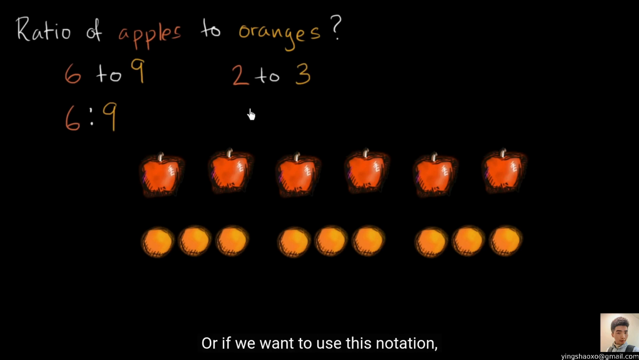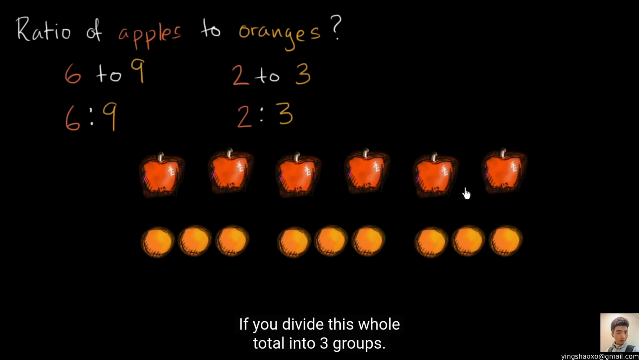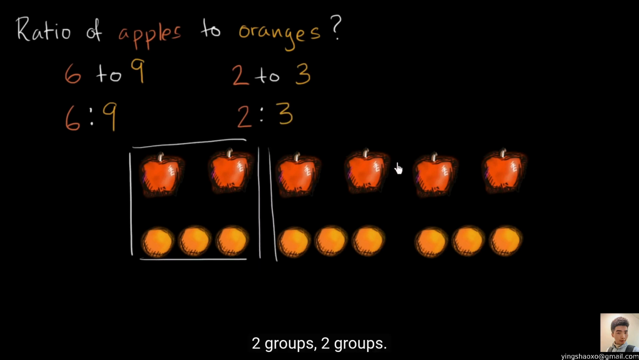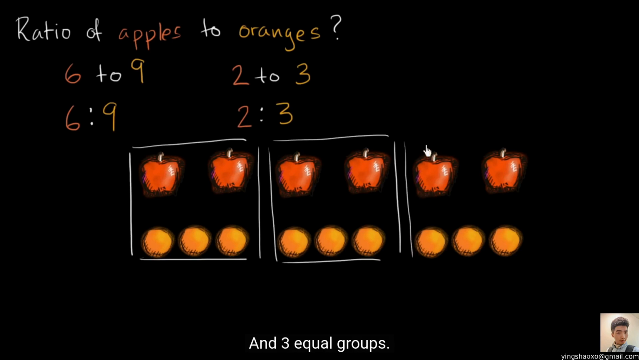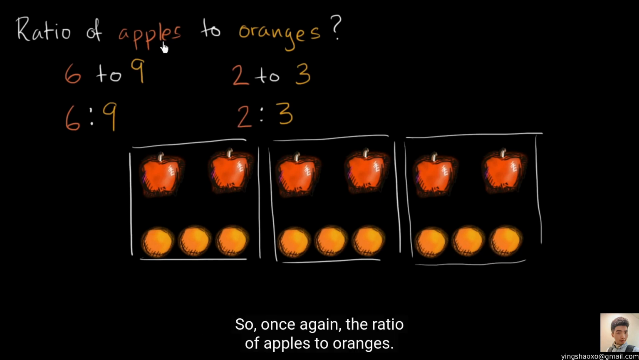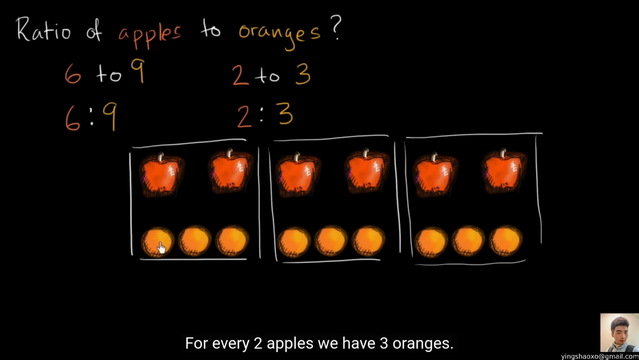Or if we want to use this notation, 2 to 3. Now, does that make sense? Well, look, we divided each of these groups into 3. So one way to think about it, if you divide this whole total into 3 groups, so one group, two groups, and 3 equal groups, we see that in each of those groups, for every 2 apples, we have 3 oranges. So, once again, the ratio of apples to oranges, for every 2 apples, we have 3 oranges.